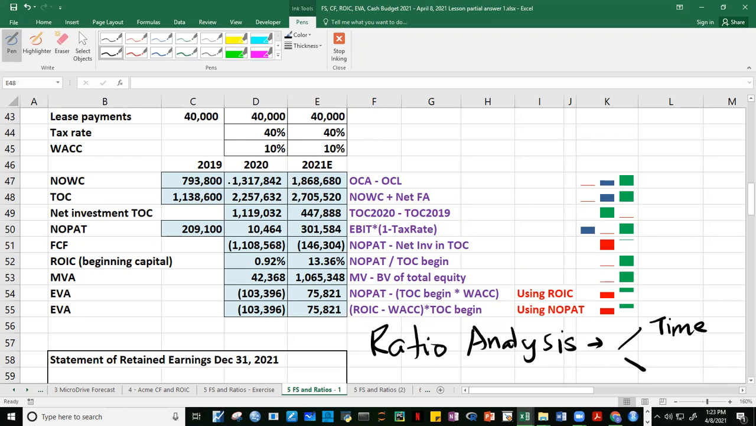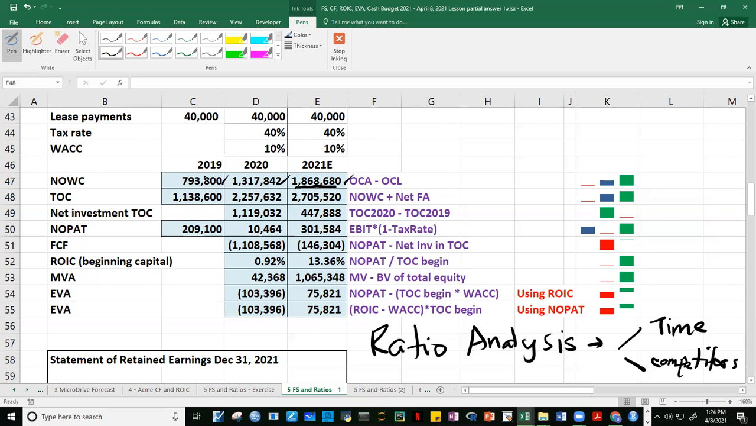So ito tinitingnan natin 2019, 2020, 2021. We can see that net operating working capital has been increasing over time, no? Which is good. So ibig sabihin lumalaki yung operating capital, working capital ng company, ng firm. So we're looking at it across time, but not only across time, but also you take a look at it across competitors, no? Or players in the industry. Okay, kasi nga kunyari ang direct competitor natin, tayo 1868 yung ano natin, yung NOWC.